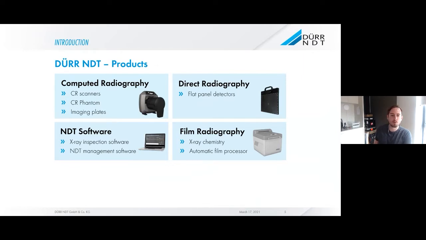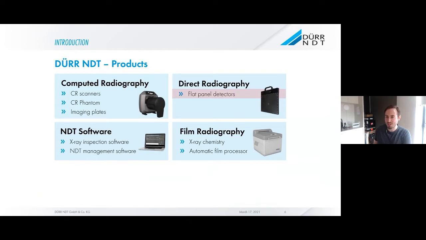In terms of hardware, the two major categories are computed radiography and direct radiography. Of course, we develop and sell the software to go with these two products. And we also do traditional film radiography, the chemistry, and we have an automatic film processor as well. But today we're talking about flat panel detectors.